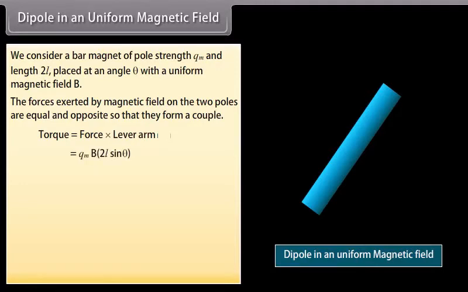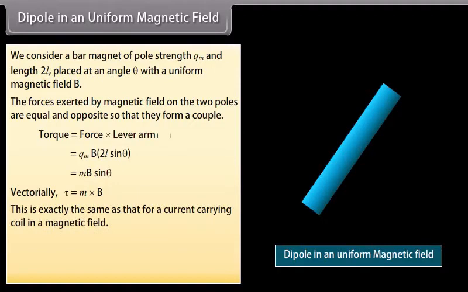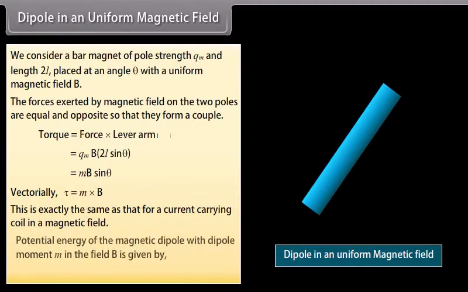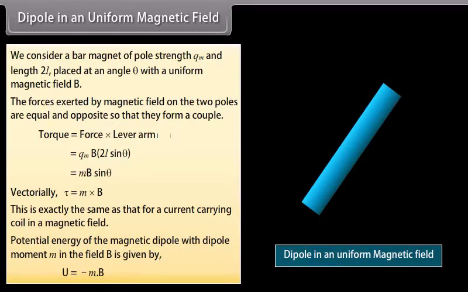By putting the values in the above equation, we get the value of torque equal to mB sin θ. Vectorially, it is represented as τ equals the cross product of m and B. This is exactly the same as that of a current-carrying coil in a magnetic field. Potential energy of the magnetic dipole with dipole moment m in the field B is given by negative dot product of m and B.